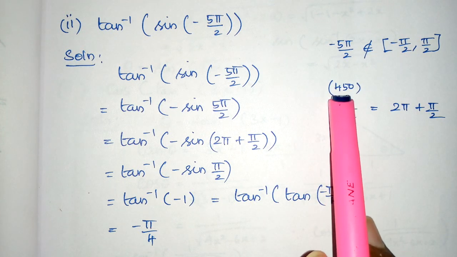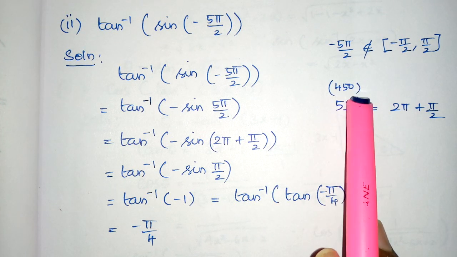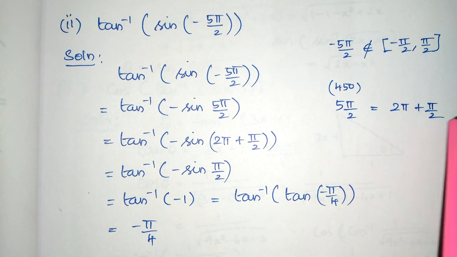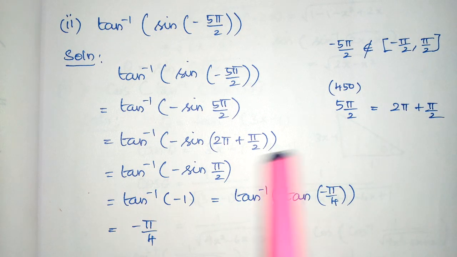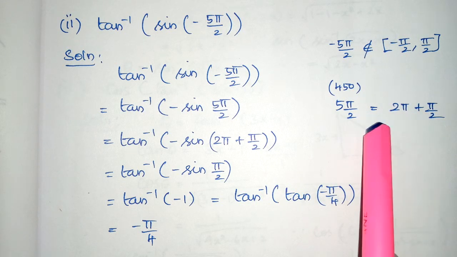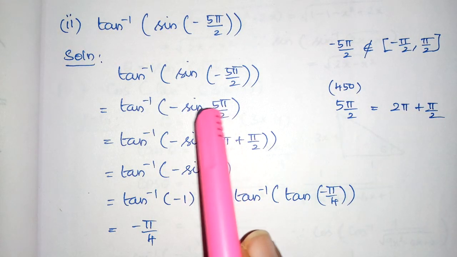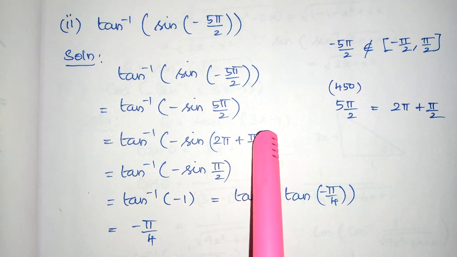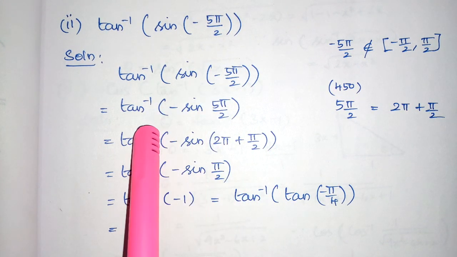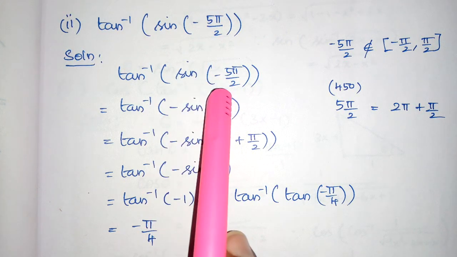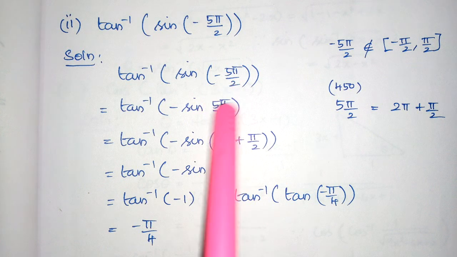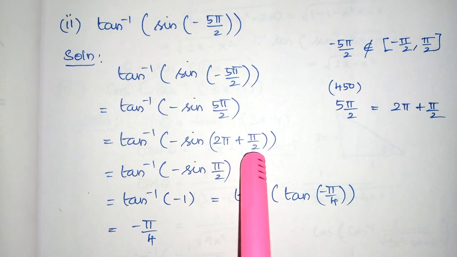So I have to convert something. So I can write this 5 pi by 2, that is 450, as 2 pi plus pi by 2, that is 360 plus 90. So in the place of 5 pi by 2, I have written 360 plus pi by 2. Before that I have taken the minus outside. You know the reason: sine minus theta is minus sine theta. So I have taken the minus. Now this is replaced by 2 pi plus pi by 2.